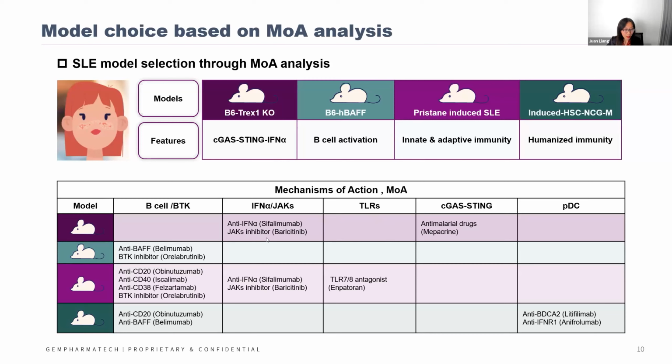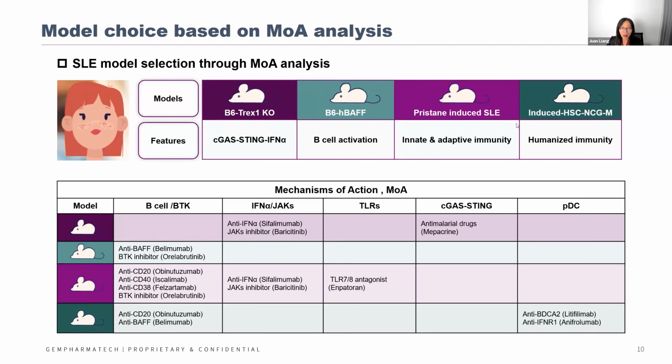For example, if the drug is targeting type 1 interferon or the drug is a JAK inhibitor, we will recommend the B6 TREX1-KO mice for the drug efficacy study, since the TREX1-KO mice are featured with cGAS-STING and type 1 interferon activation. If the drug is a BAFF antibody or a PI3K inhibitor, we will highly recommend using the BAFF humanized mouse model to evaluate such drug efficacy, since this B6 humanized BAFF animal is characterized by B cell activation.